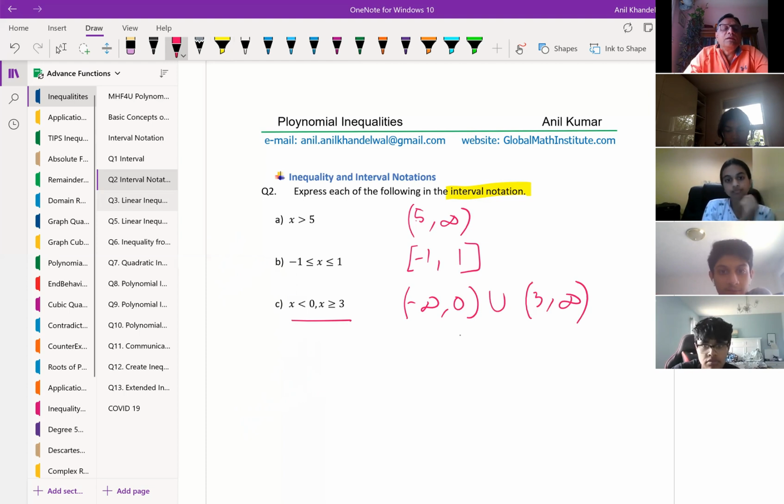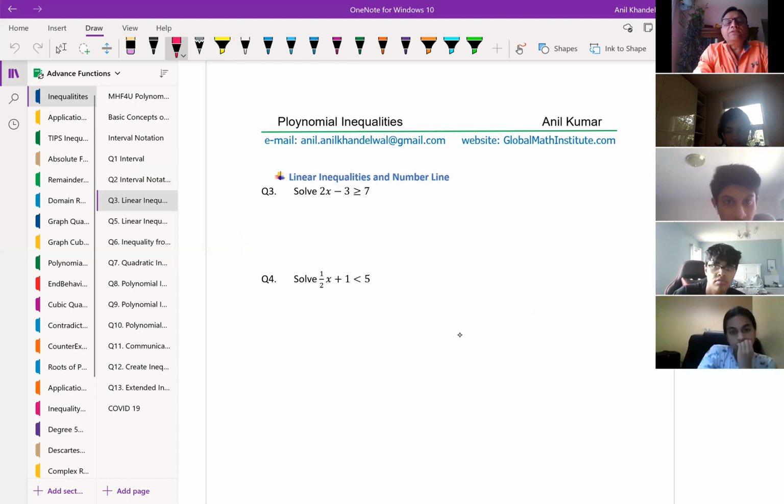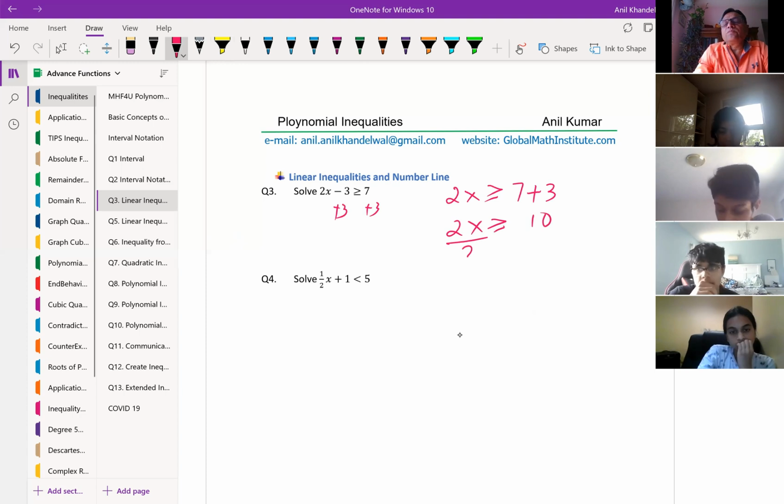Let's do this question. 2x minus 3 greater than or equal to 7. How are we going to solve this question? Very simple. Add 3 to both sides, right? So you isolate the 2x, and you get 2x greater than or equal to 7 plus 3, which is 10, correct? Now you divide by 2. Yes. x is greater than or equal to 5. That is your solution, right?